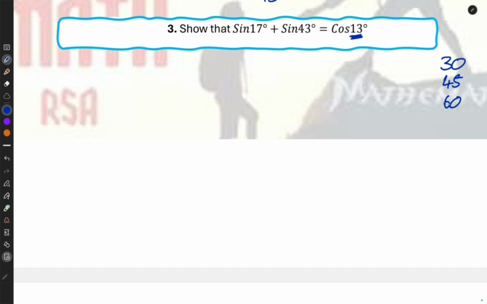So if I think of 17, what do I get if I say 17 minus 13? It's just 4, that's nothing. But if I add 13, I'm going to get 30. So I can rewrite sine 17 as sine 30 minus 13. Remember, the answer must be 17. Then the same with sine 43, I can rewrite that as sine 30 plus 13. Okay, and the answer is going to be 43. And now I can just go and do compound angles.